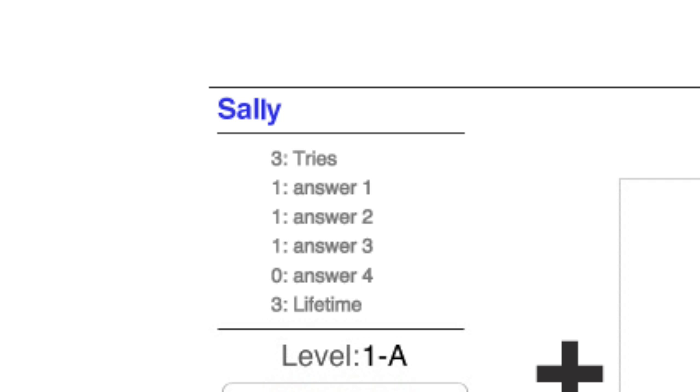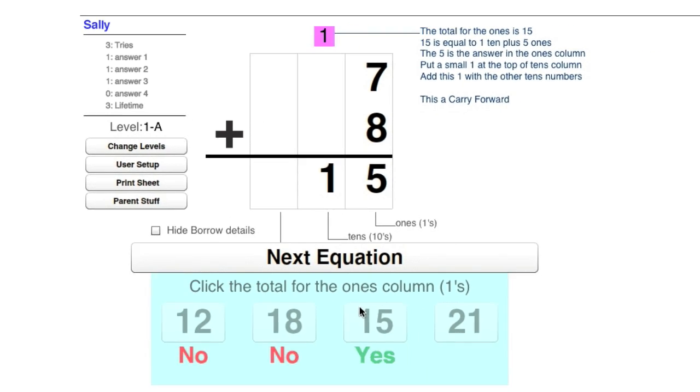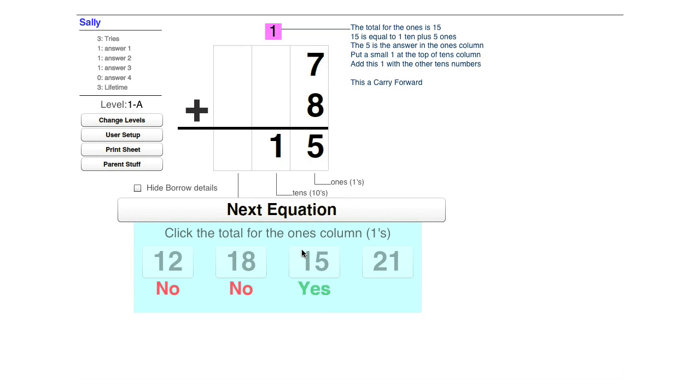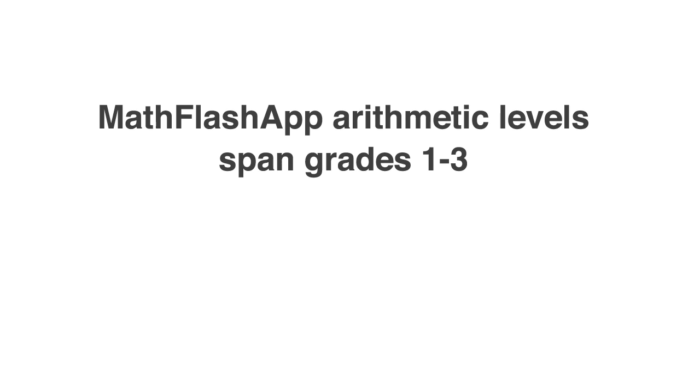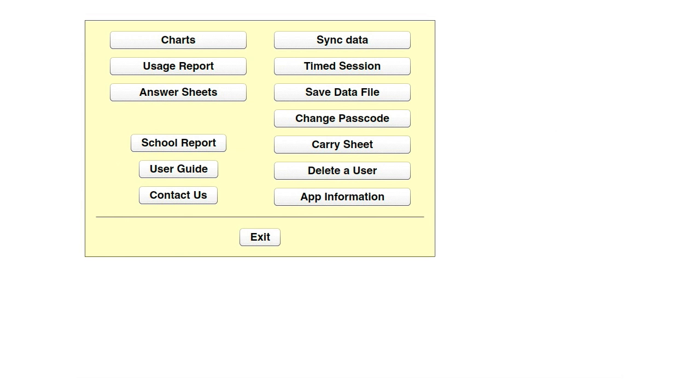Setting a new lifetime total is an excellent way to motivate your child to complete his or her MathFlash work. It will be important for parents to motivate, measure, and manage their children's learning. The levels of arithmetic in MathFlashApp span the 1st through 3rd grades in the United States elementary school curriculum. This is approximately ages 6 to 8. MathFlashApp gives parents a wonderful set of tools to accomplish this.